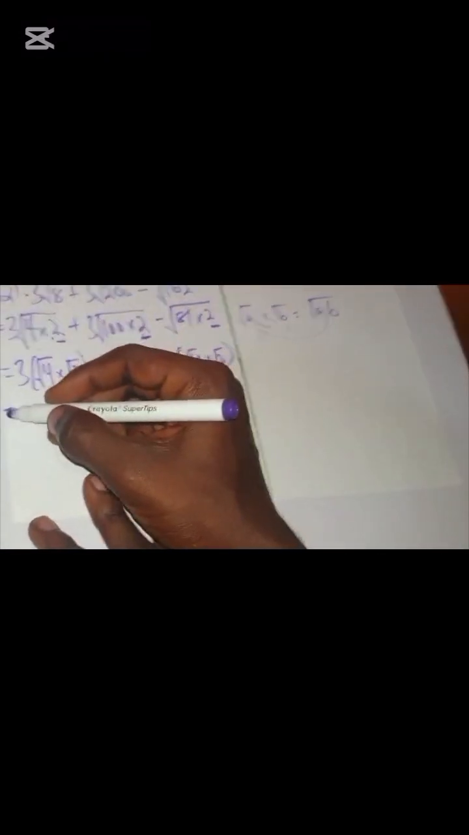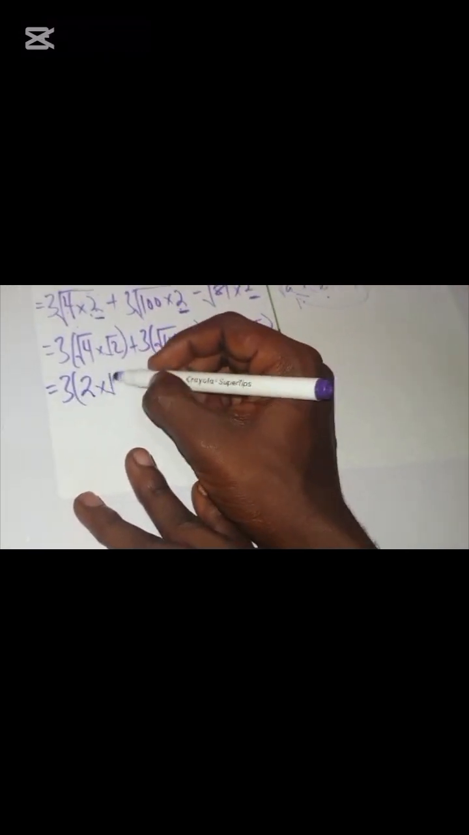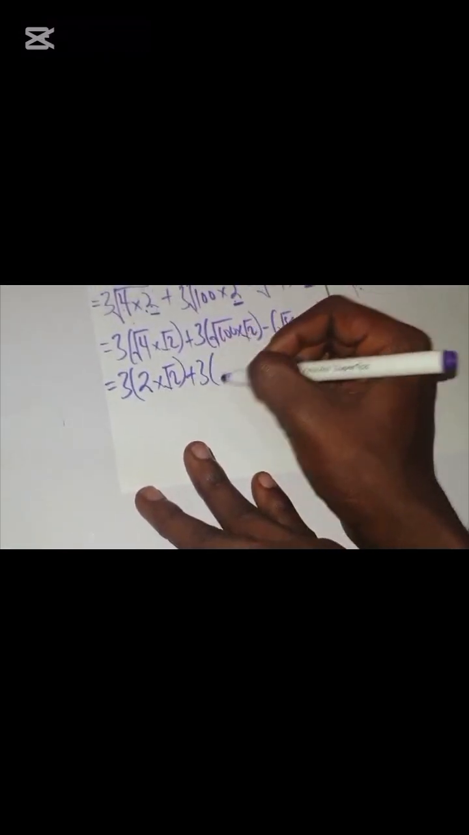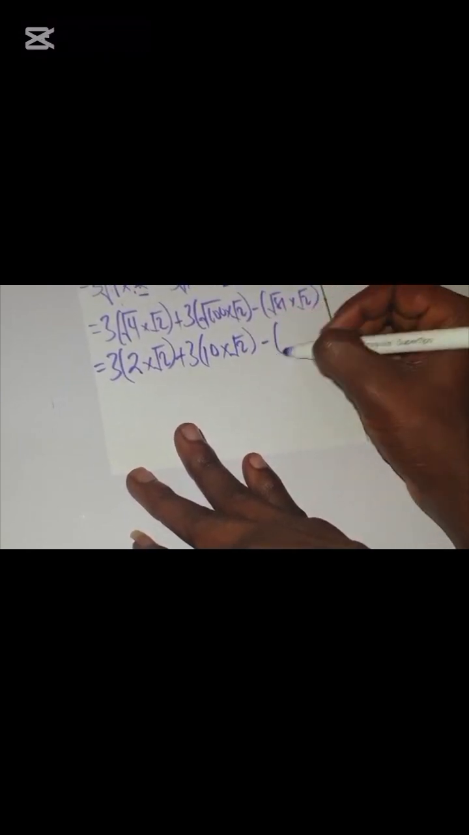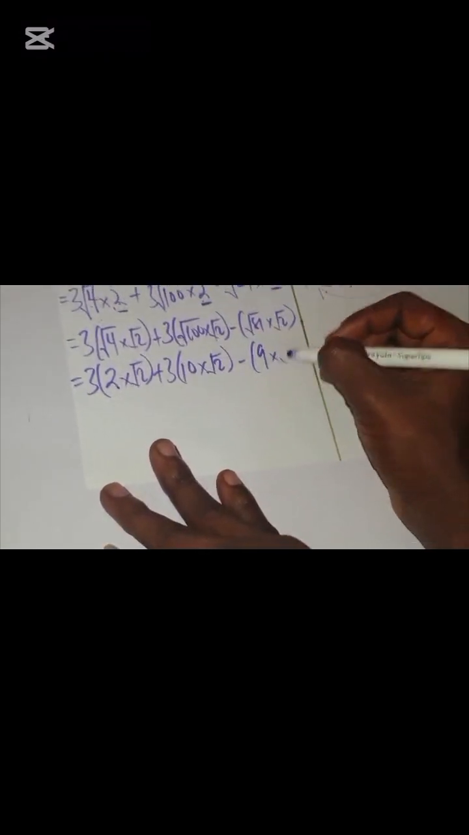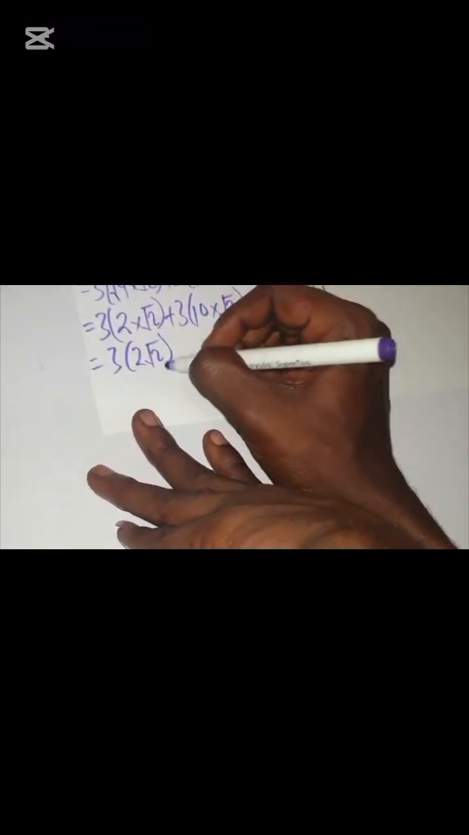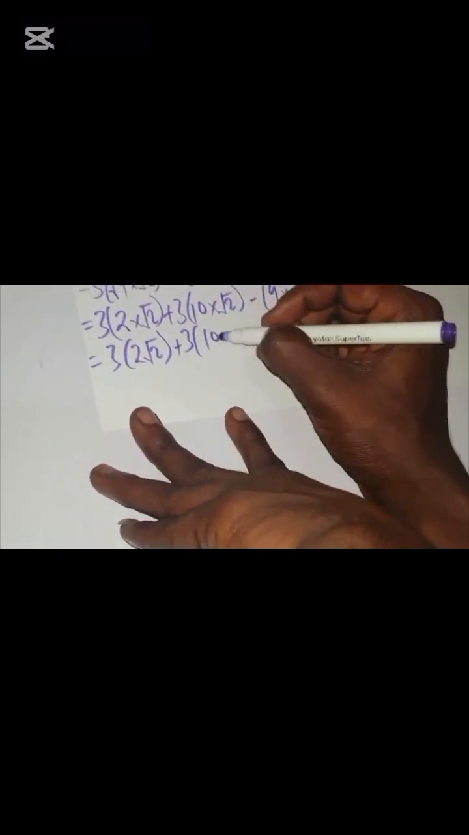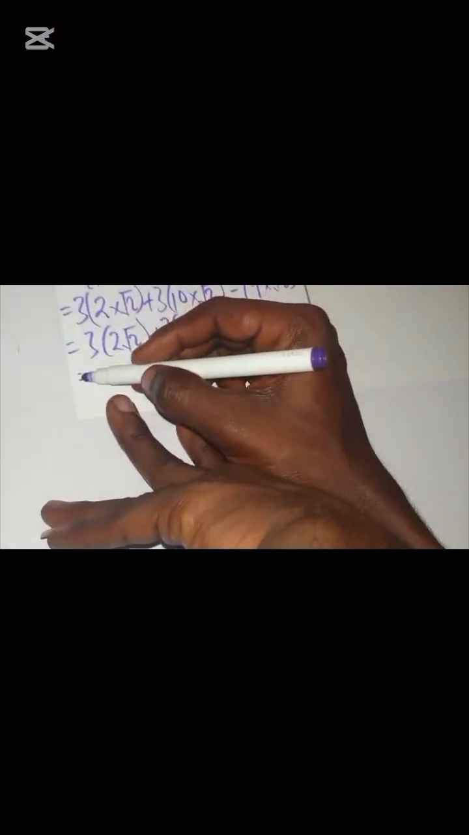So 4 times 2, reversing it becomes root of 4 times root of 2. So root of 4 gives 2 times root of 2. Root of 100 gives 10 times root of 2. And root of 81 gives 9 times root of 2. So this gives 2 root of 2 plus 10 root of 2 minus 9 root of 2.